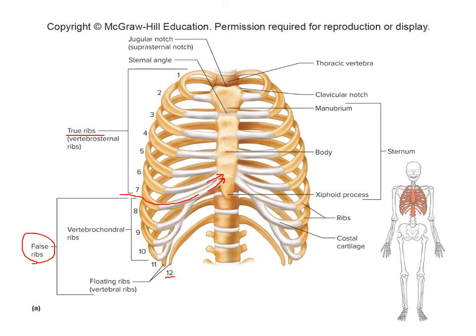Now, the top 3 false ribs will fuse together and then kind of hitch a ride with rib 7. But the bottom 2 never connect. And so even though they are false ribs, they are more specifically referred to as floating ribs. So the bottom 2 ribs are floating ribs, and as you can kind of see, they never come around. They just kind of hang out. Basically, they're there to help protect the kidneys. And so this is the axial skeleton.